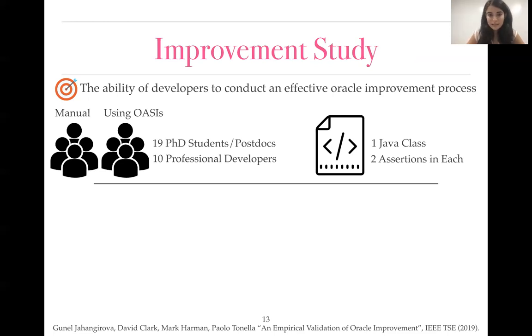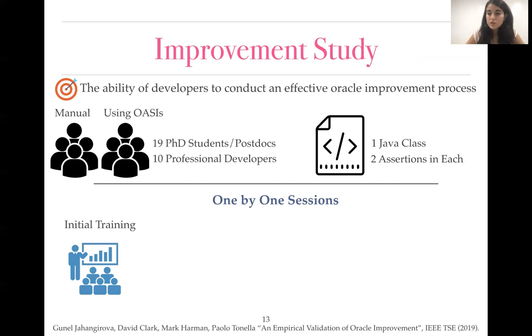For this experiment, we went with one-by-one sessions. So we conducted 29 sessions overall. And again, we started with initial training where we explained what are false positives, false negatives, what is oracle improvement, and so on. Then we proceeded with a practice task, which was done in collaboration between the participant and the person who was conducting the experiment. The idea was to ensure that the developer understands the task and is able to successfully perform it for 4 simple methods that we used for this practice task.